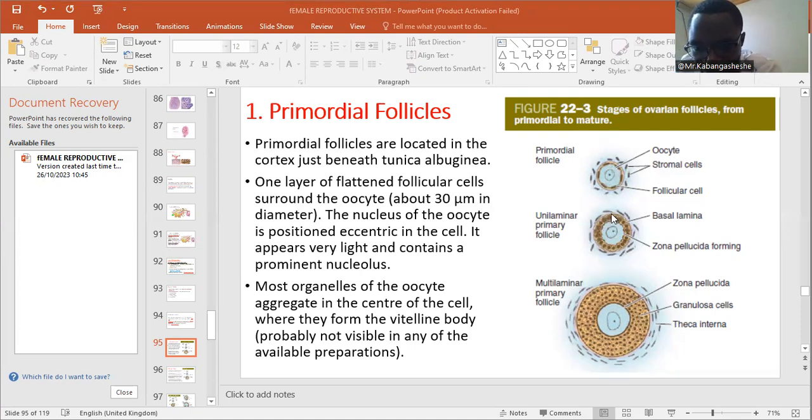Then the number of layers of the stroma cells around the follicle also is increasing.